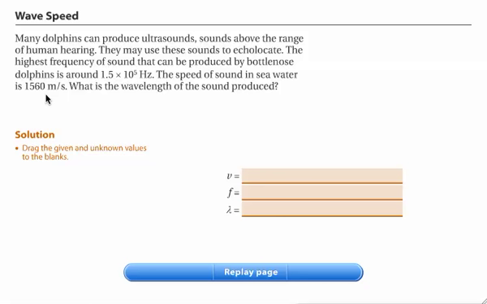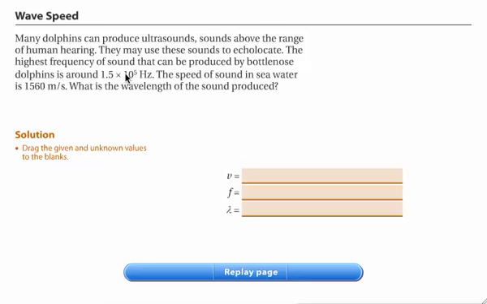Now you'll notice that the speed of sound is quite a bit more than the speed in air. In air it's 340 meters per second. So what that does is that allows the wave to go through the water faster, partly because since the water molecules are close to each other, it's easier to transmit that energy.